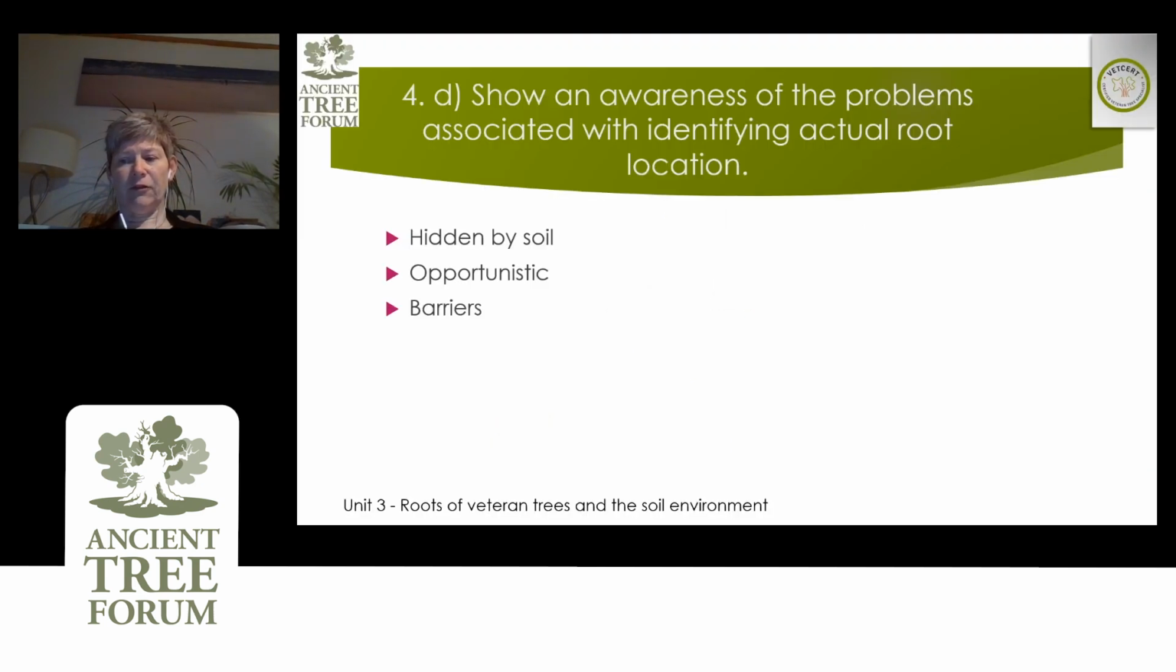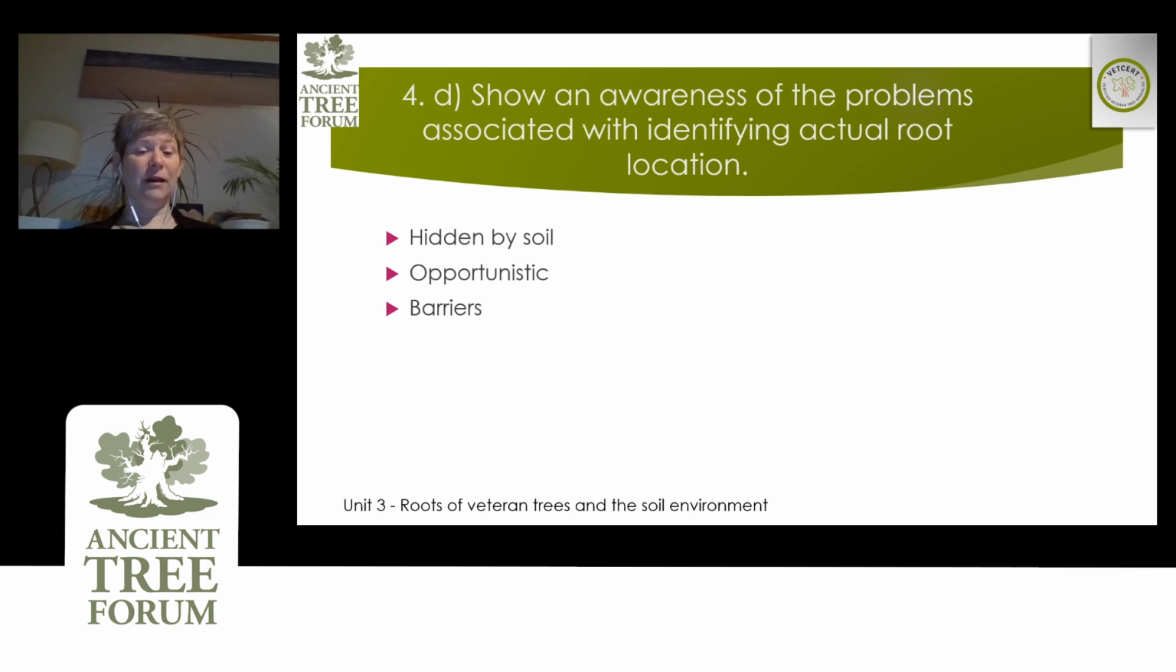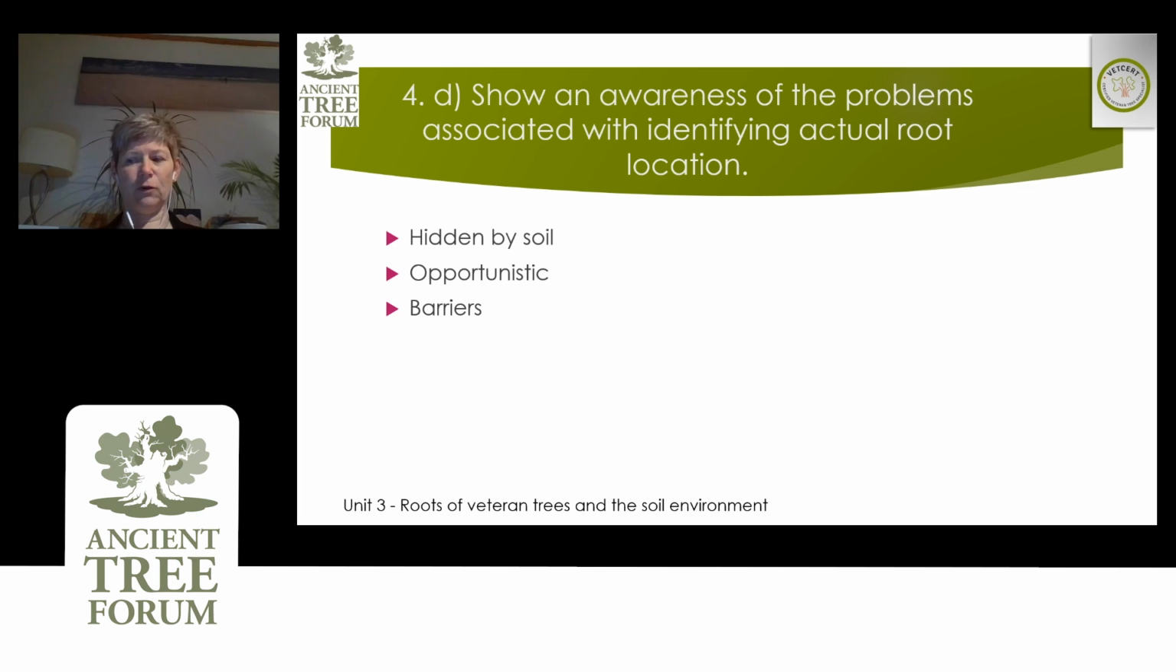So the final two elements of this unit is about show an awareness. We would expect you to be able to show an awareness of the problems associated with identifying actual root location. Well, it's stating the bleeding obvious when we say that they're hidden by the soil, but that they are also opportunistic and that barriers will influence how they grow. So, for example, if you have a rock face that the tree is growing up against, it's more likely that the roots will be in the direction away from that physical barrier.